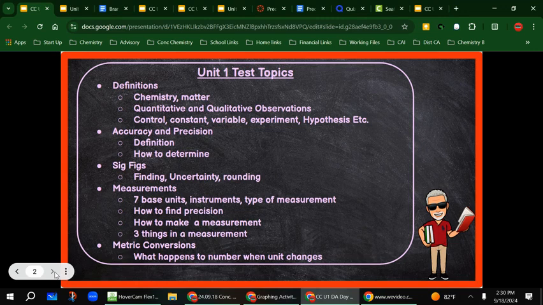So if you know a unit, you should be able to tell me what instrument and what type of measurement it is. If you know the type of measurement, you should be able to give me an instrument and a unit for it. Questions?